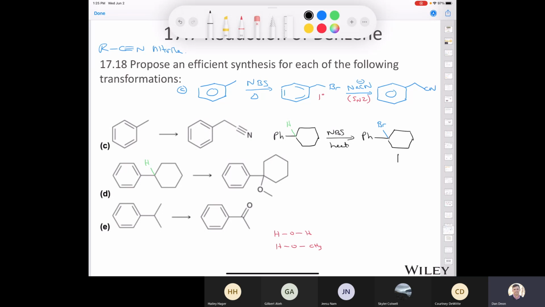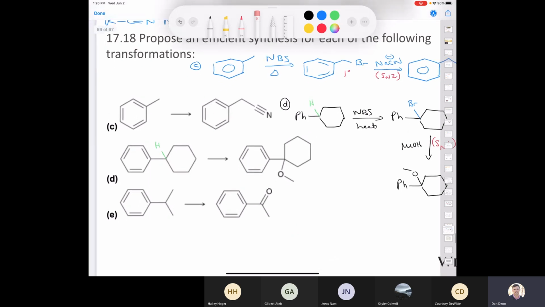So let's draw that out. We would take this and we would simply treat it with methanol. And this is an SN1 reaction. And that's a solvolysis reaction is what we call it. And you would end up with the desired product, just like that. Okay, there you go. All right, so that is D. And then we got one more. And I think we have enough room to solve it on this page.